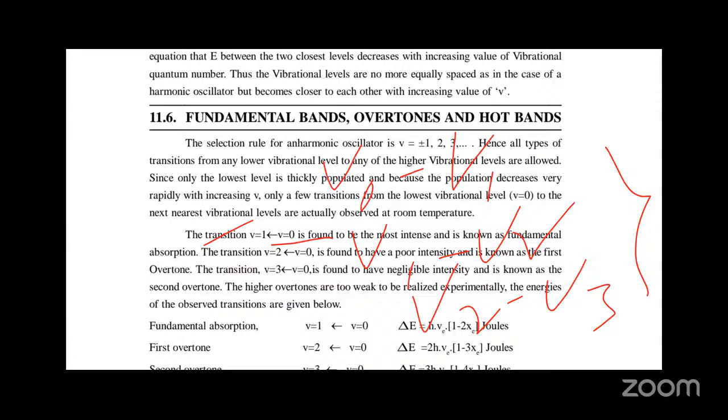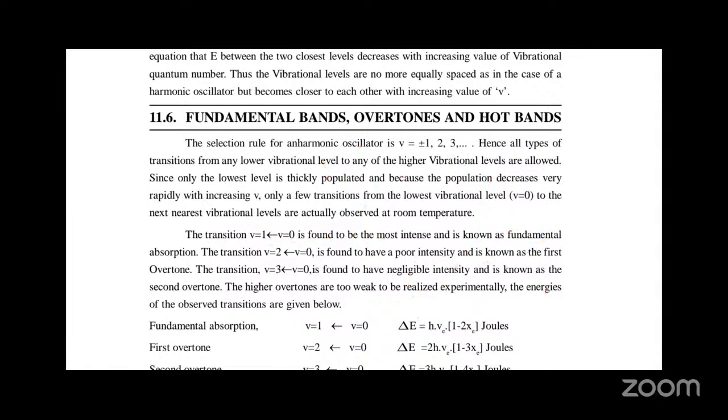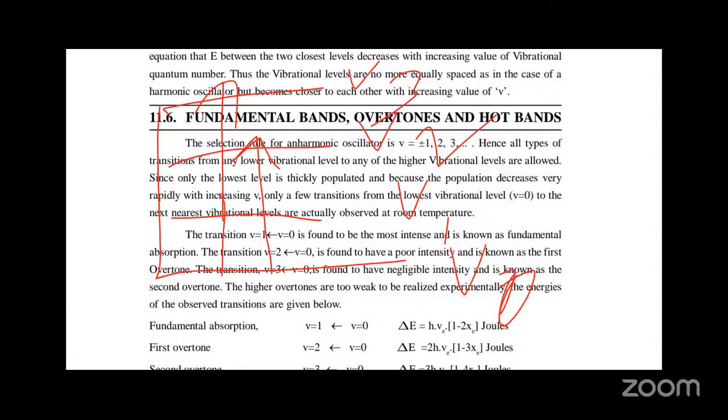And then the overtone bands. What are the overtone bands? In the energy levels V naught, V1, V2, the transition is allowed from V naught to V2, or V1 to V3, or V naught to V3. So these are the overtone bands.